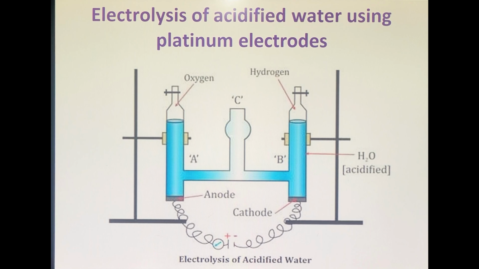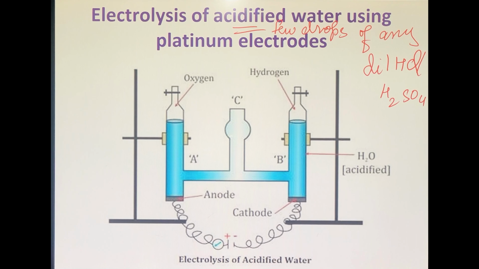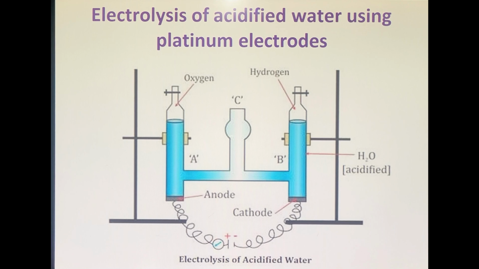Clear? Now what is the meaning of the word acidified water? We are adding just a few drops of any acid. Let me put the word as we are adding a few drops of any dilute acid. Clear, children? And we are doing the electrolysis with the help of platinum electrodes. Can you tell me whether it is an active electrode or an inert electrode? This comes in PIG. Platinum is an inert electrode. So we are carrying out the electrolysis of water using an inert electrode, platinum.